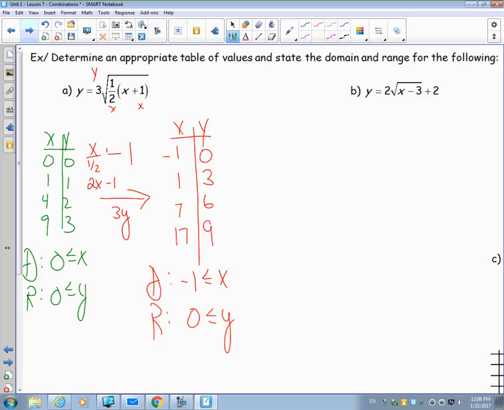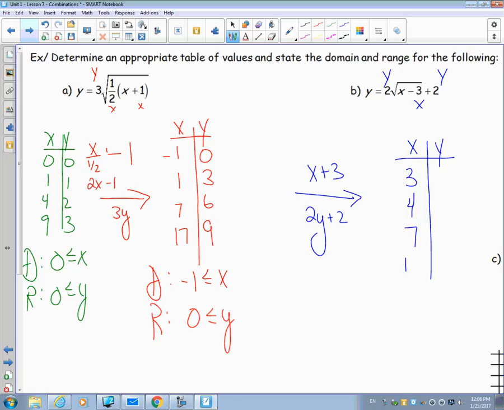Now B is working with the same parent function, right? It's still a root sign. We're just doing different transformations. So off the green table, make sure you're using the green table. Outside the brackets, inside the brackets. Double the y's, add 2. Opposite of x's, add 3. Okay, off the green table, add 3. So 3, 4, 7, 12. Double the y's and add 2.